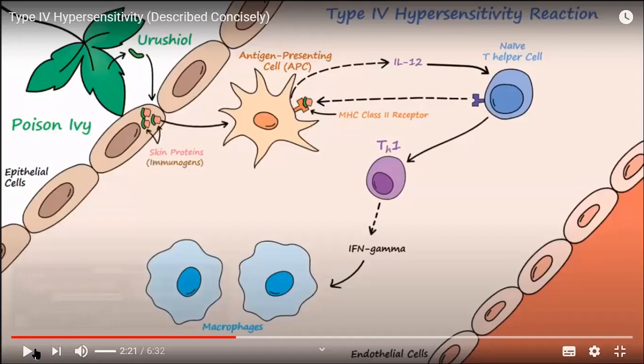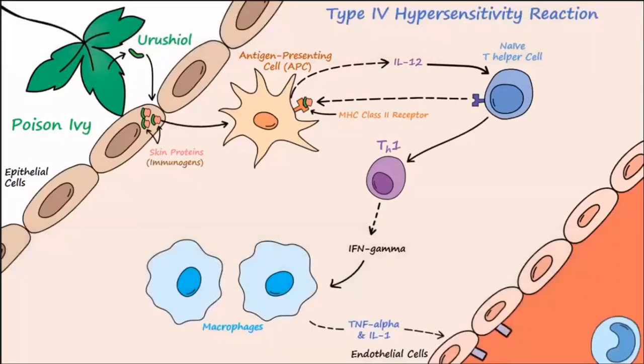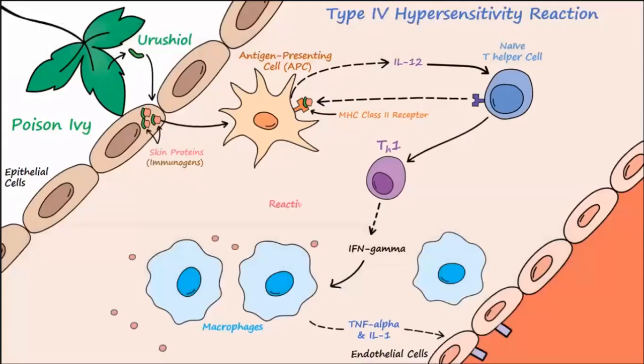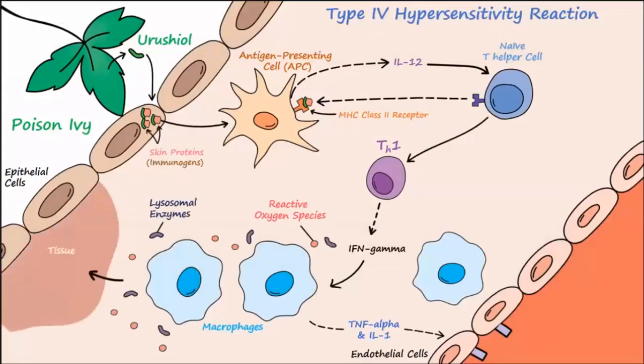It will talk to macrophages, and TNF alpha, which causes expression of receptors on endothelial cells to recruit more leukocytes to the area. Activated macrophages perform phagocytosis and release reactive oxygen species and toxic lysosomal enzymes that cause the tissue damage that manifests itself after exposure to poison ivy.